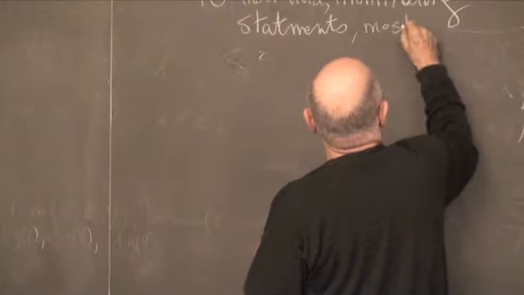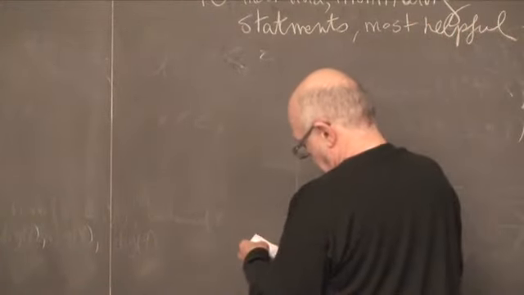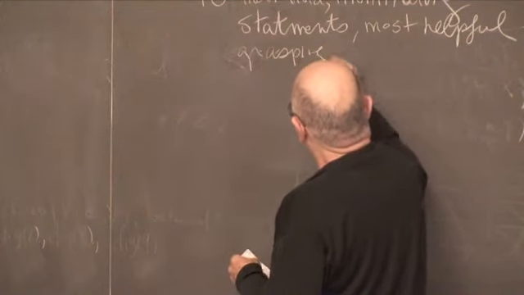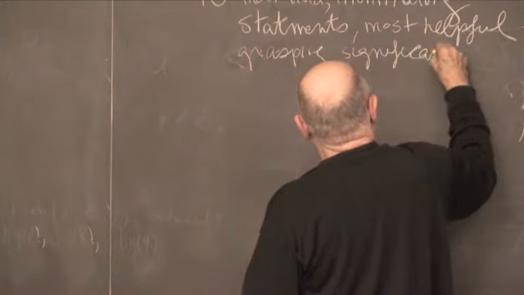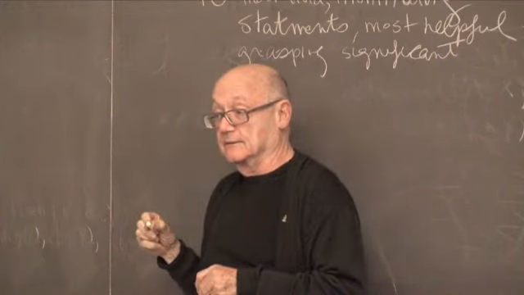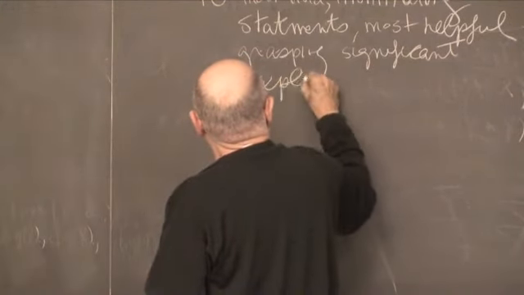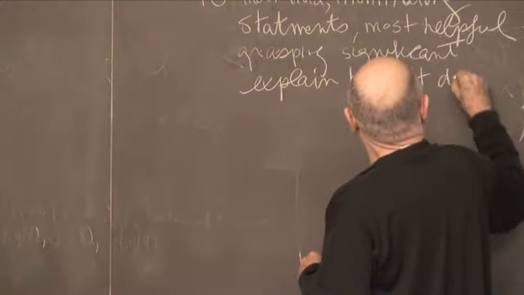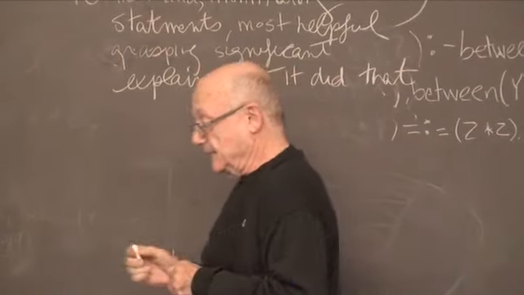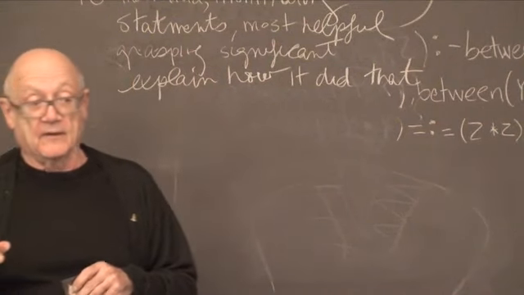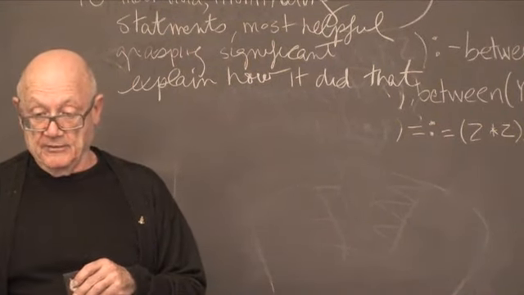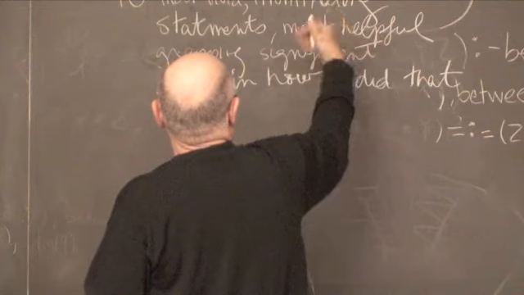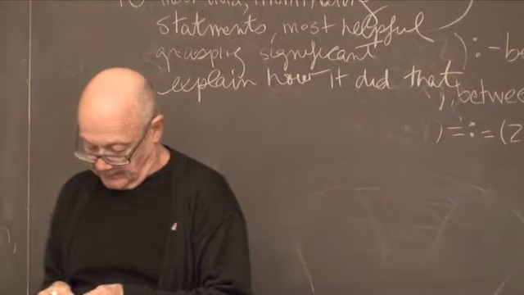Most helpful in grasping something significant and leaving out some points about general semantics. And explain for each statement, you write a little commentary explaining how it did that. So basically, you're selecting 10 statements and writing commentary about each of those statements. How it is that you found it helpful in grasping something significant.